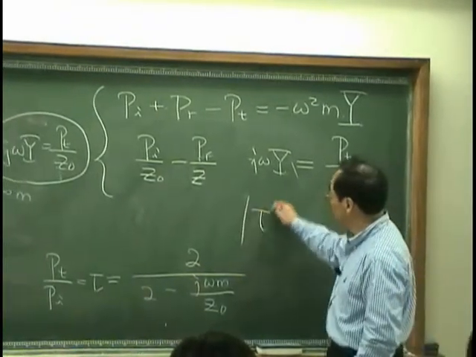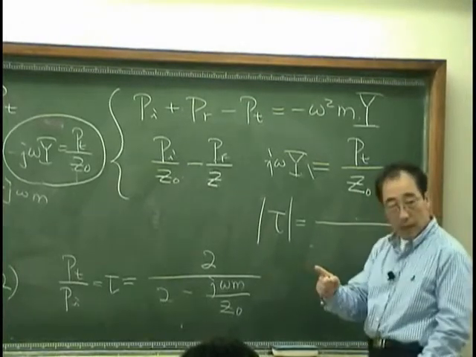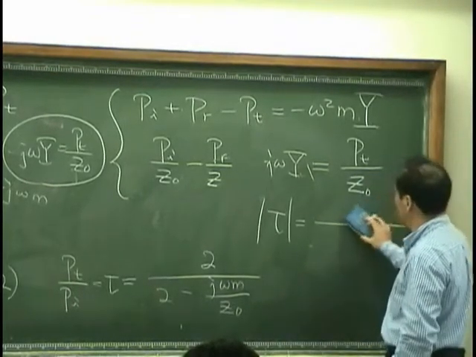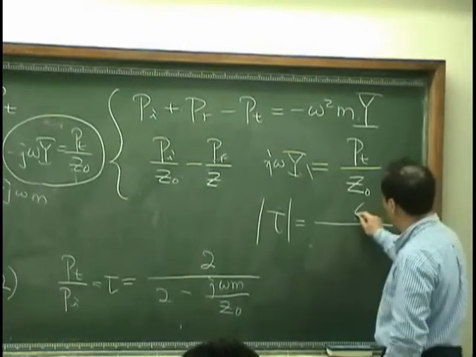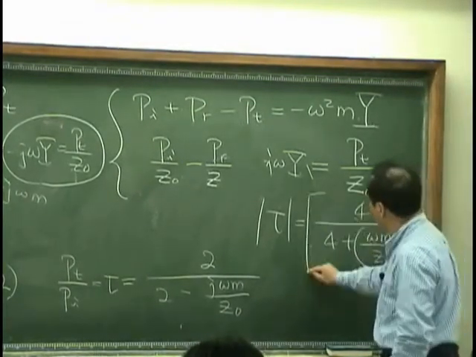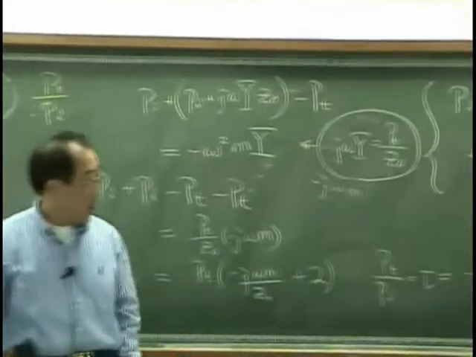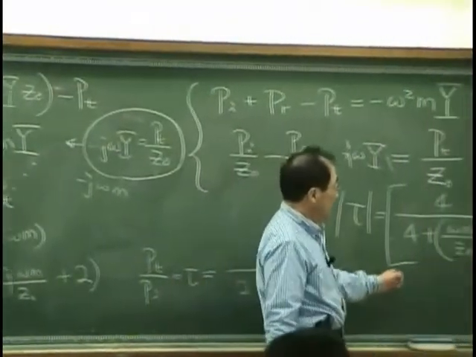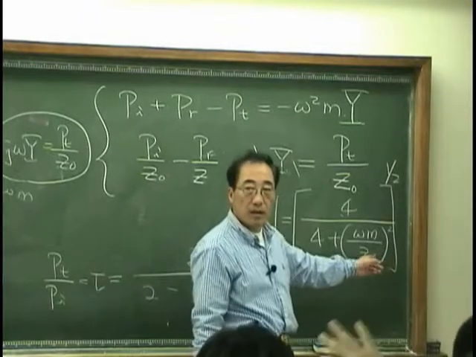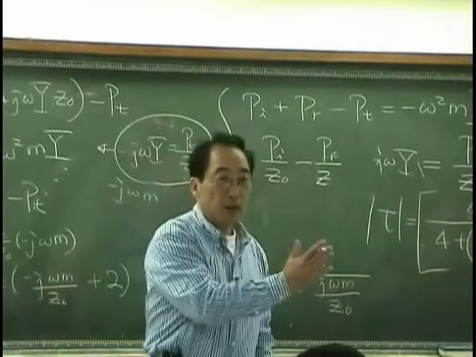The magnitude of the transmission coefficient is what? Magnitude is 2 over the square root of 4 plus (omega M divided by Z0) squared. That is the magnitude. Okay? Oh, that's very interesting, right? If there is no limp wall, that means M equals 0. Then everything is transmitted. Of course, there is a limp wall, and I removed the total transmission.